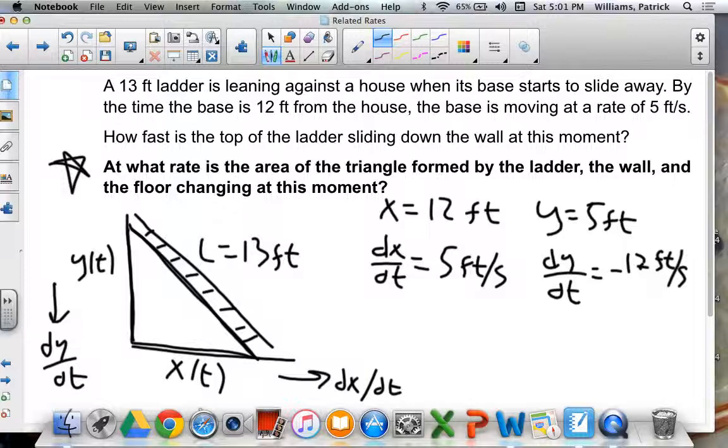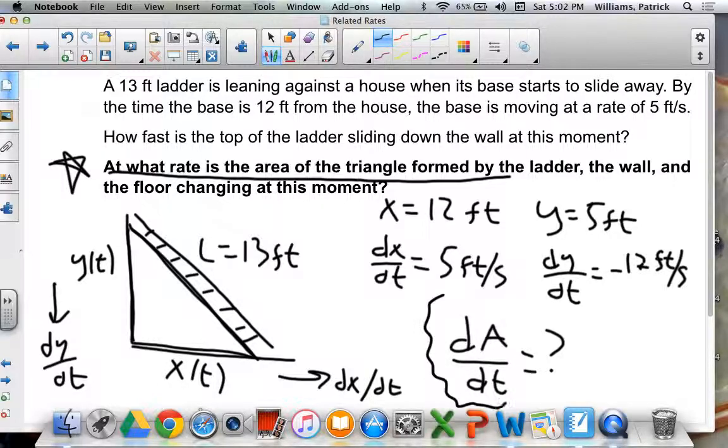So first ask yourself before you pause the video, what are we trying to find, okay? At what rate is the area of the triangle formed by that changing? What we're asked to find is, we'll call it dA/dt equals. That's what we want to find, okay? So find an equation that relates the area of a triangle to the variables that were given. Take the derivative of both sides and try to solve for dA/dt. Try to do this on your own, see how you do. Pause the video.